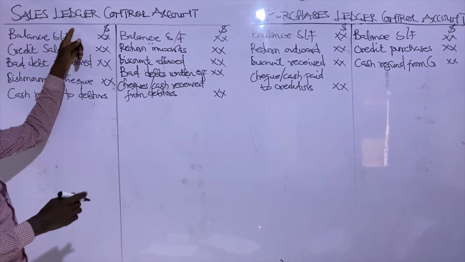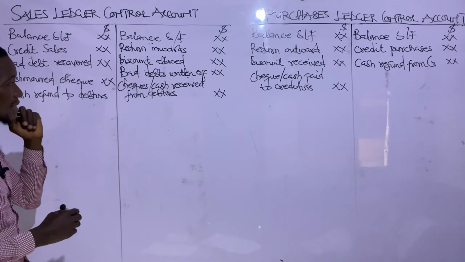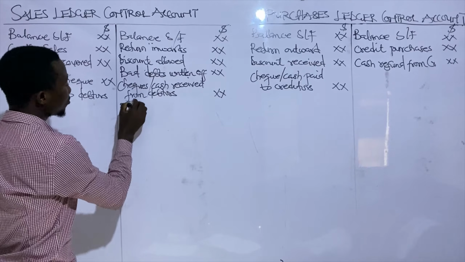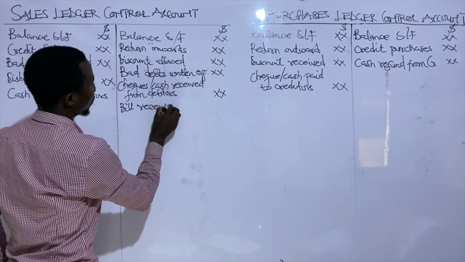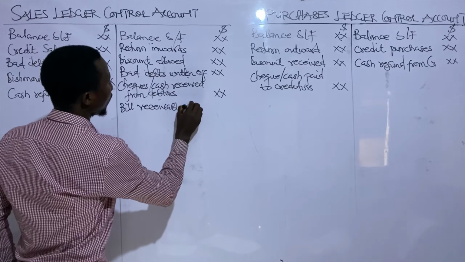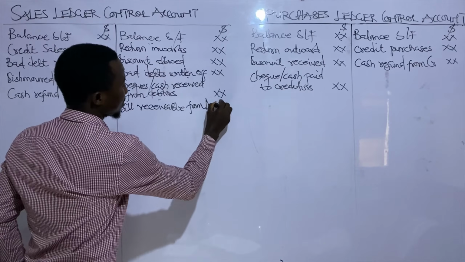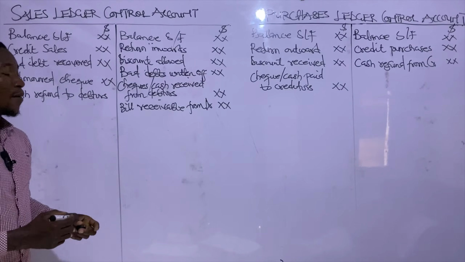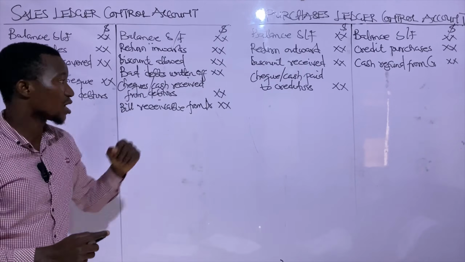I said this sales ledger represents the total debtors account. That is why I'm using debtors. So I will say that bill receivable from debtors. The DR means debtors. Is that okay? Bill receivable from debtors. But sometimes, let's pass this entry over here.